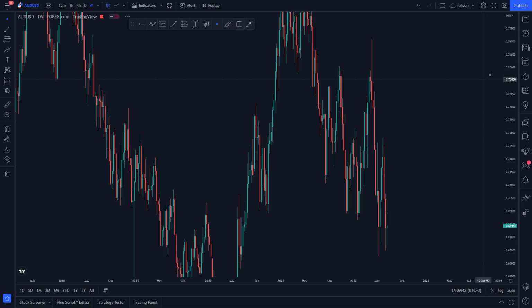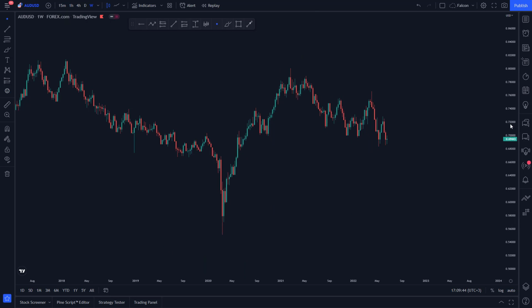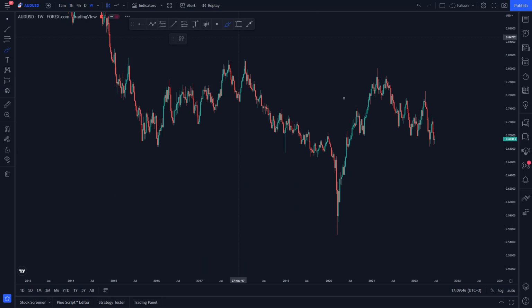We start from the weekly. As you can see, the Aussie dollar, we had a clear momentum over here. This is a clear momentum, and this one looks like a corrective phase to me, because after this small impulsive move, the price started to be choppy in this area. So this one is a clear correction for this push to the upside.